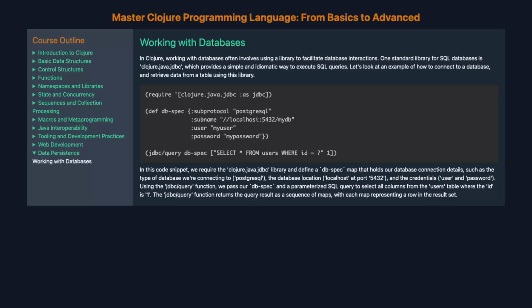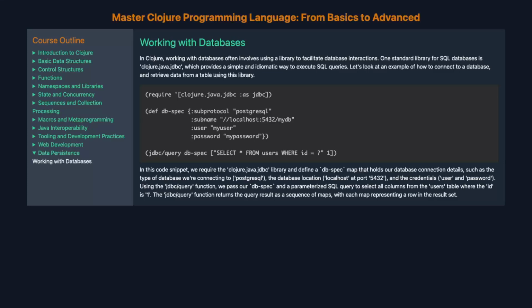In this code snippet, we require the clojure.java.jdbc library and define a DB-spec map that holds our database connection details, such as the type of database we're connecting to, PostgreSQL, the database location, localhost at port 5432, and the credentials, user and password. Using the JDBC query function, we pass our DB-spec and a parameterized SQL query to select all columns from the users table where the ID is 1.